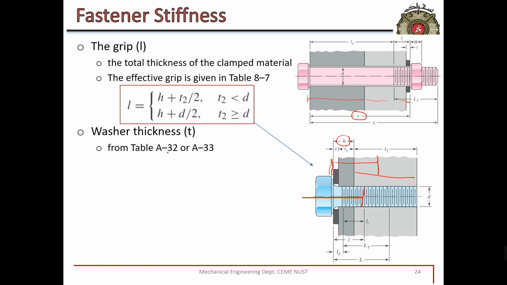To check the washer thickness, you can go to tables A32 and A33. In those tables they have given you either this diameter or, if you go here, this diameter. From these two diameters, you can check the washer that you require for this system. In this case, we need to calculate the thickness of the washer here and also the thickness of the washer added here.